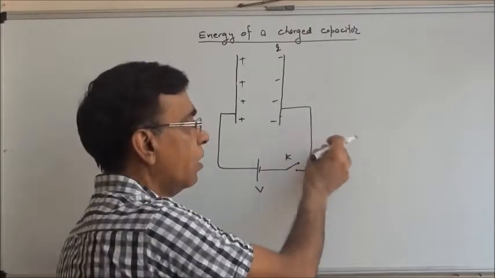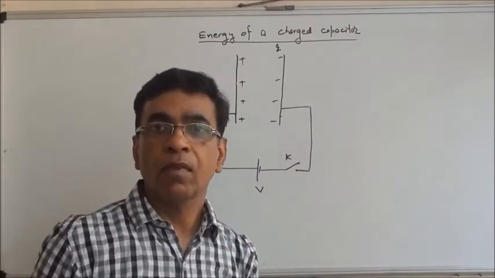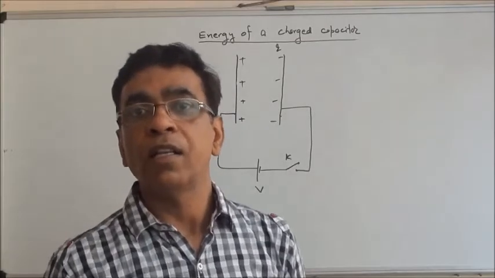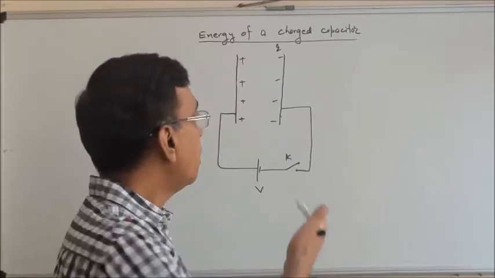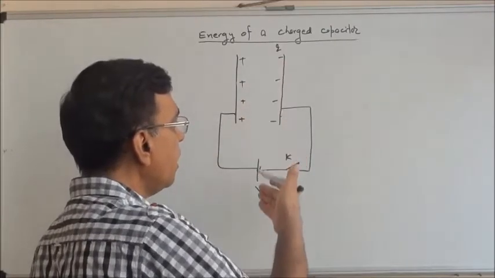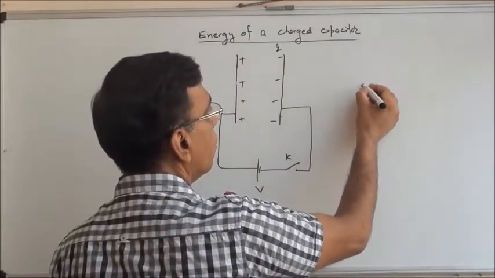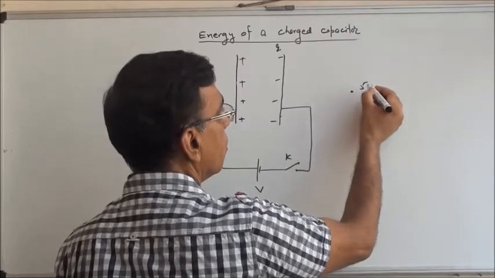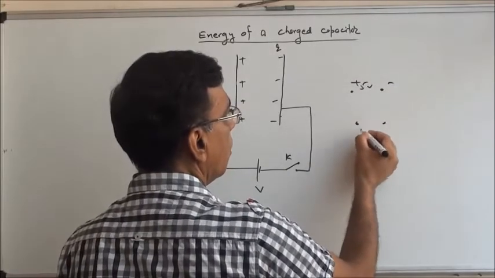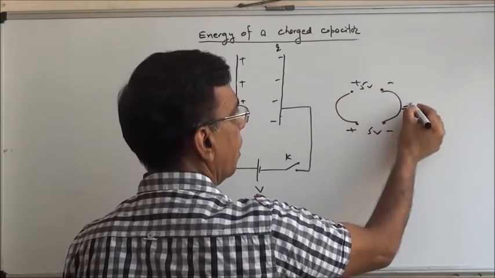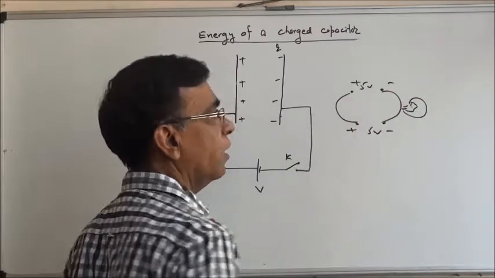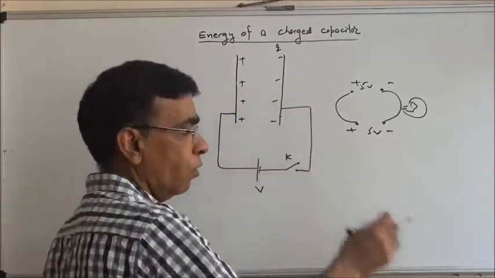So if I connect again a bulb here, initially the brightness is maximum, but when the capacitor is fully charged, it's zero, because it is just like two batteries, 5 volts here, plus minus, and 5 volts here, plus minus. So if I connect any bulb here, the brightness will be zero. No current will flow.